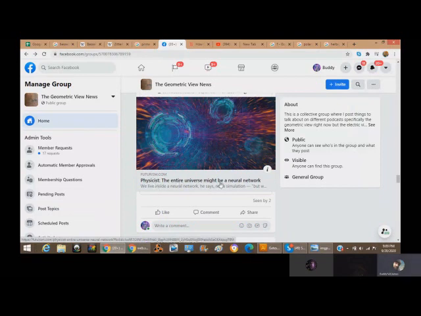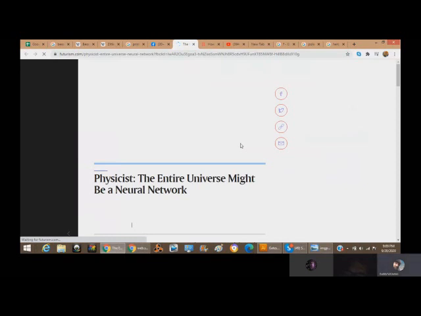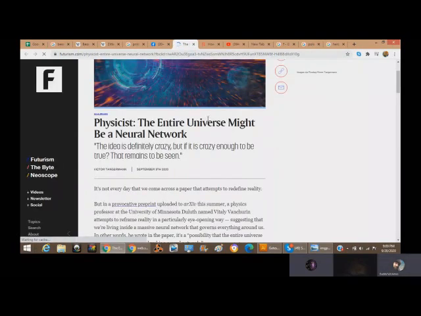So physicists say the entire universe might be a neural network. Yeah, I would agree. I would totally agree. If they think it's a neural network, it could be. But physically, we call it Birkeland currents, and it's a network of Birkeland currents connecting to each other ad infinitum, as far as we can see, as far as we know.